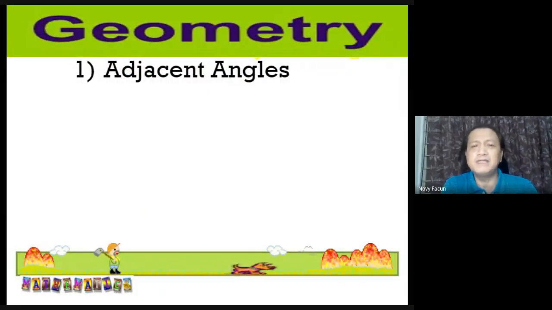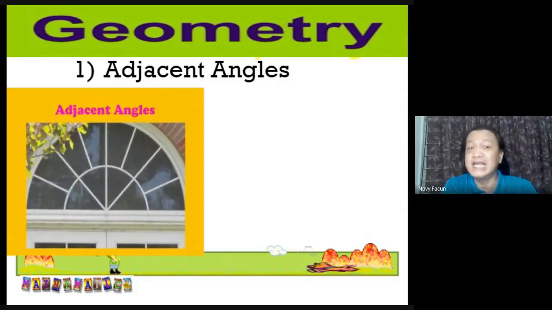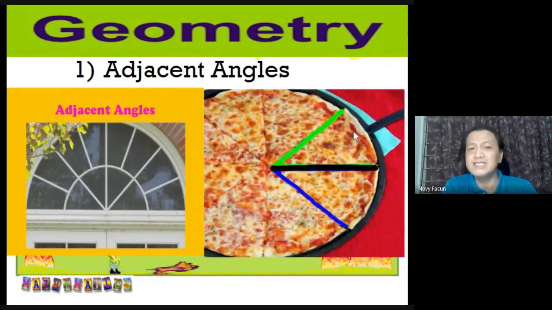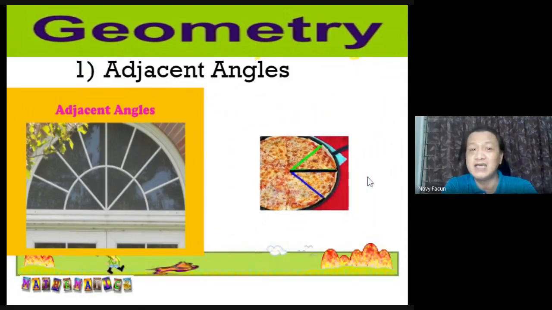So, unahin natin. Pag sinabi natin adjacent angles, ito yung illustration natin sa real life, no? Ito yung bintana. So, saan kaya madalas ginagamit yan? Yung angles, di ba? Makikita natin, ito yung angles, yun yung line. Okay, the shape of the angle. And also, this is the pizza slice. Makikita rin natin yung adjacent angles dito, yung green slice tsaka yung blue. But what is the definition of adjacent angles?